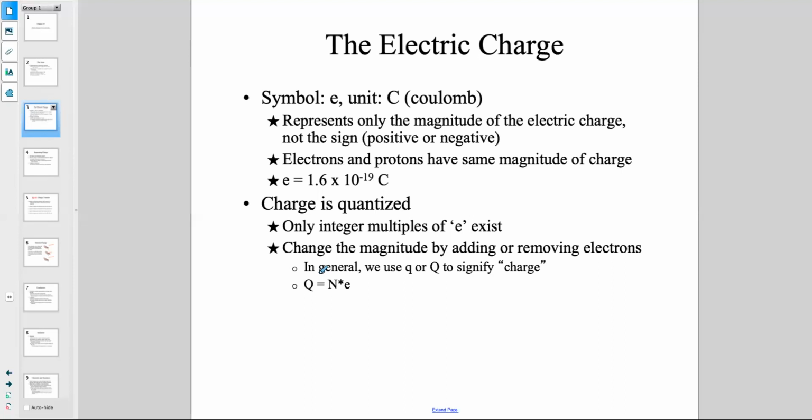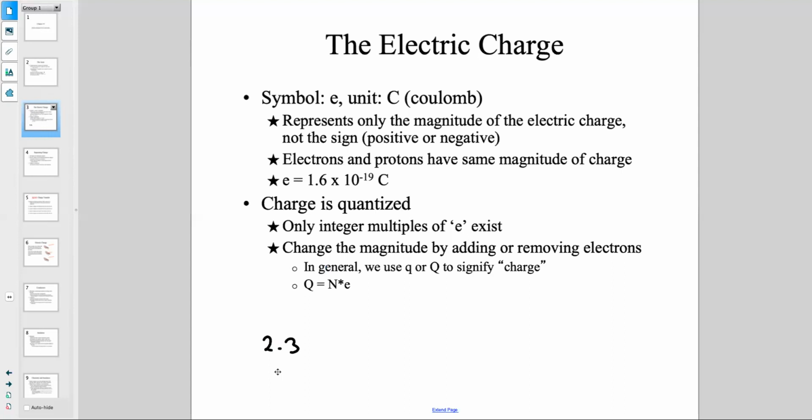And charge is quantized, so only integer multiples of e exist because we have an integer number of electrons, okay? For example, you do not have 2.3 electrons. It just doesn't exist. You have 1 electron, 2 electrons, 3, 4, and so on and so forth. And changing the magnitude is done by adding or removing electrons.